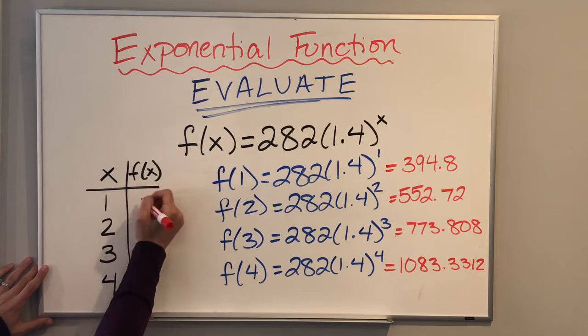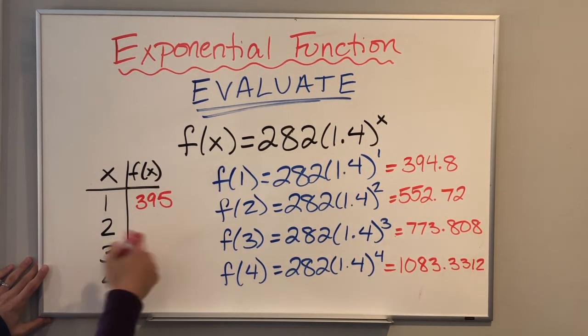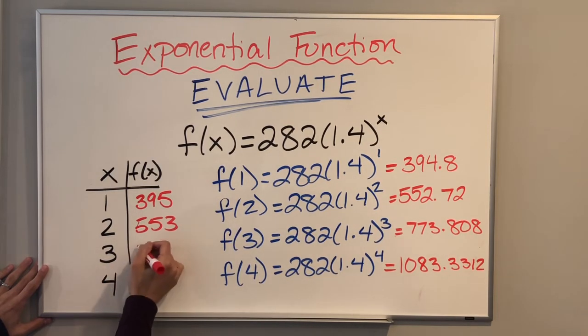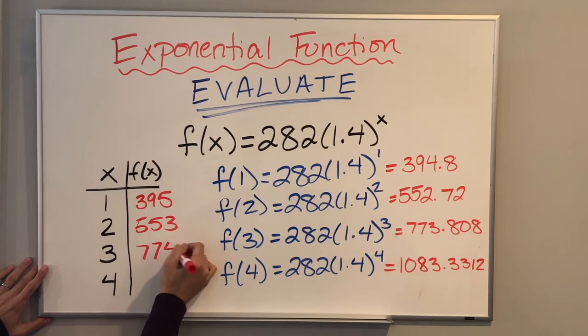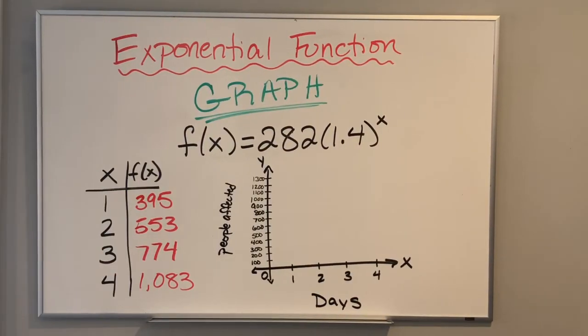So after one day, there was approximately 395 people with the coronavirus. Day 2, about 553. Day 3, approximately 774, and after day 4, around 1,083 people. So now I'm going to show you what this looks like when it's graphed. As you can see here, I created the graph for my exponential function. On our x-axis, we have the number of days, 1, 2, 3, and 4. And on our y-axis, we have our number of people affected.